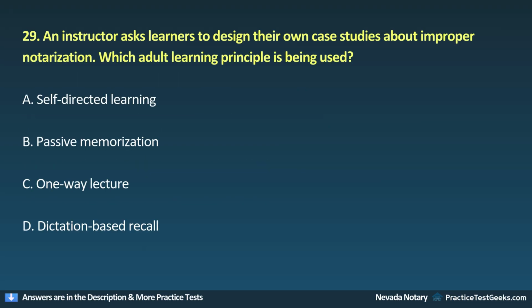29. An instructor asks learners to design their own case studies about improper notarization. Which adult learning principle is being used? A. Self-directed learning. B. Passive memorization. C. One-way lecture. D. Dictation-based recall.